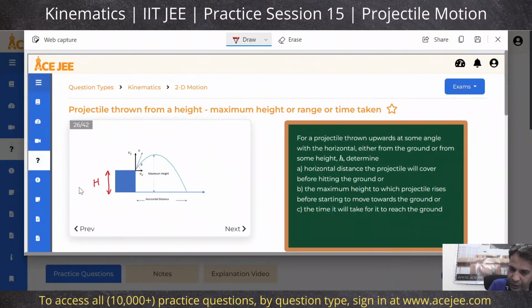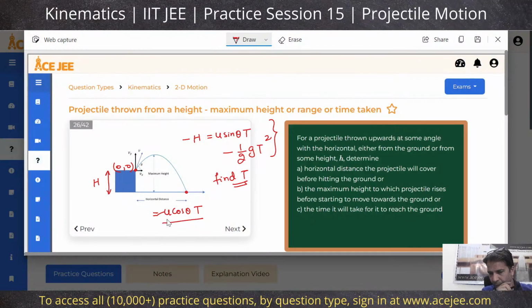then in the vertical direction I can write y, which is minus h if you assume origin is 0, 0, and vertical direction is positive. By the time the particle hits here, the vertical displacement is minus h. U sine theta, time of flight t, minus half gt squared. From this equation, you can find the time of flight t. Once you have the time of flight, then the horizontal distance is simply u cos theta into time of flight. Any questions there?